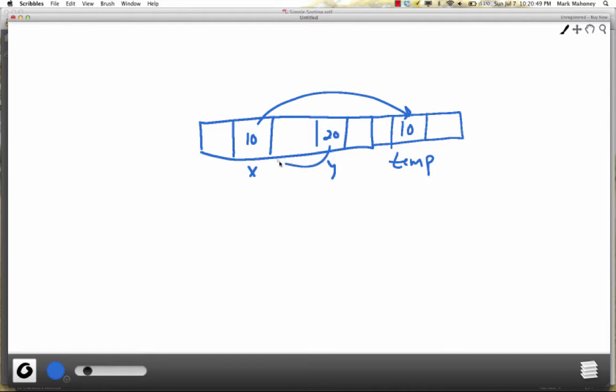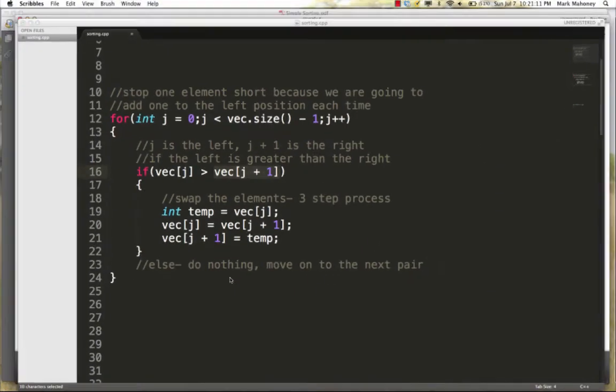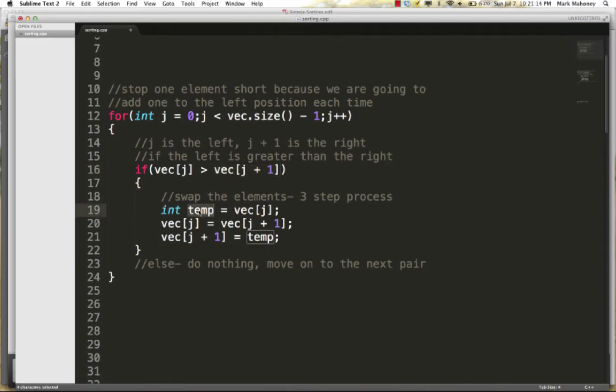Then we can write over this value 10 with the value of 20. And then finally we're going to take that temp value and write over the original 20 with 10. Okay, so we've swapped these 2 values. It required this third piece of data. And that's exactly what's happening inside this loop here. We just have temp, which is going to hold one of the values, vec at position j. Then we immediately write over vec at position j with the other one, vec at j plus 1. And then lastly, we say vec at j plus 1 is equal to the temp value.